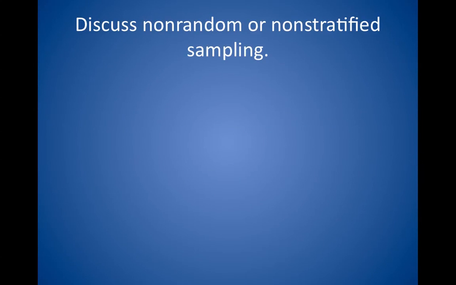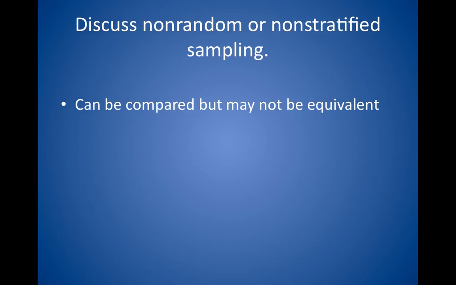Discuss nonrandom or nonstratified sampling. City A and City B can be compared, but they may not be equivalent. For example, if City A is a retirement community and City B is a college town, City A will have higher rates of mortality and heart disease if the groups are not stratified into appropriate age-specific comparisons.